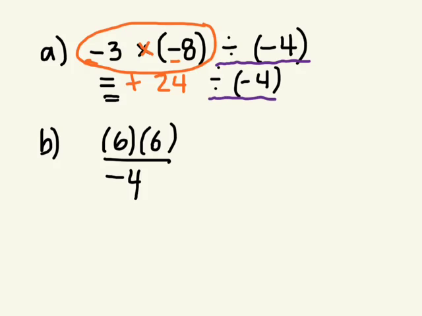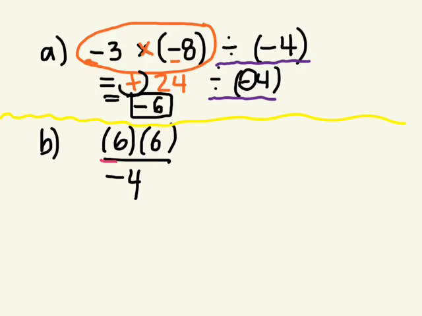We have to divide it by negative 4. And a positive divided by a negative is negative, and 24 divided by 4 is 6. Good. So our answer is negative 6. Okay? Okay, so this says 6 times 6 divided by negative 4. So we want to simplify our numerator. What's 6 times 6? 36.